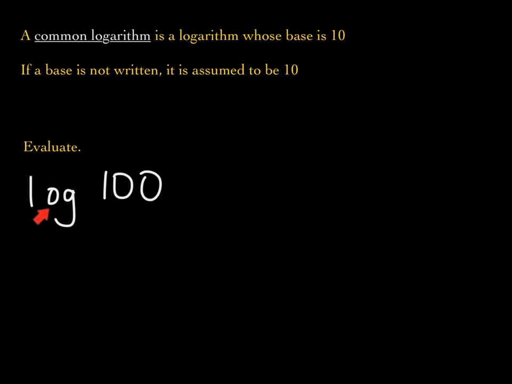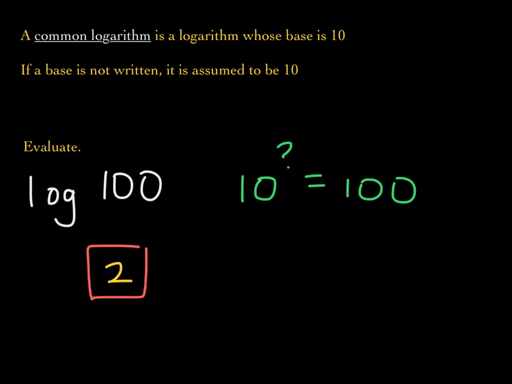So this is log base 10 of 100. So really this is asking you, to what power do I raise 10 in order to get 100? What is this exponent? And so now I hope that you can see, log of 100 is equal to 2, because 10 squared is 100. So log of 100 is just equal to 2. 2 is the power to which you have to raise 10 to get 100.